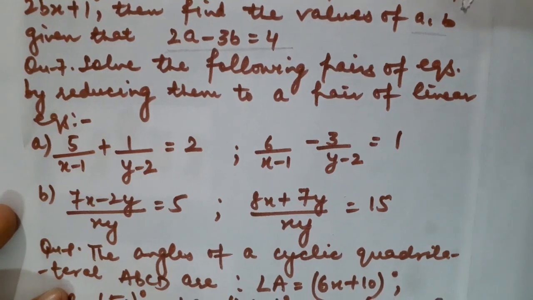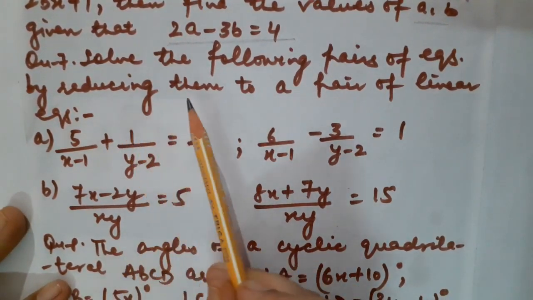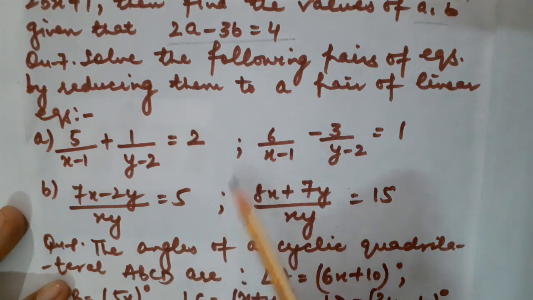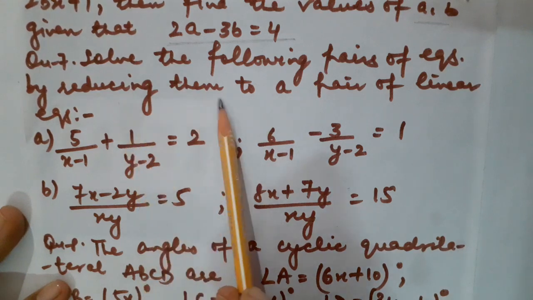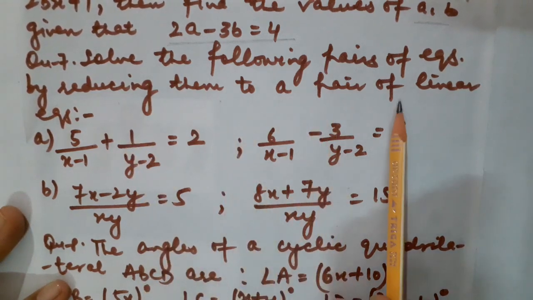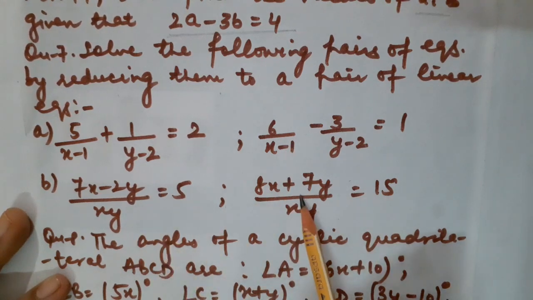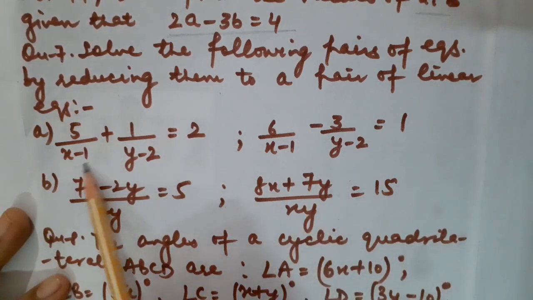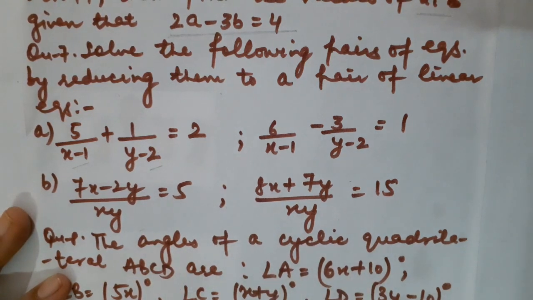Now children, let us switch to question number 7. Here you will be asked to solve a pair of linear equations by reducing them to a pair of linear equations. Means both of these pairs of linear equations are not given in the generalized form. Here you can see that the variables are in the denominator. So definitely we will have to convert them into generalized form.